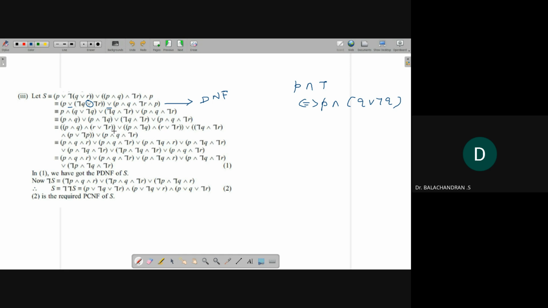You need to apply distributive law. So for each term you'll get two terms if you apply distributive law. So out of 7, remove the repeated terms. You'll get 1, 2, 3, 4, 5. Okay, so this is the PDNF. Next you should write the PDNF of negation S. That contains three elements. After that, PCNF of S is nothing but negation of PDNF of negation S. That's all.